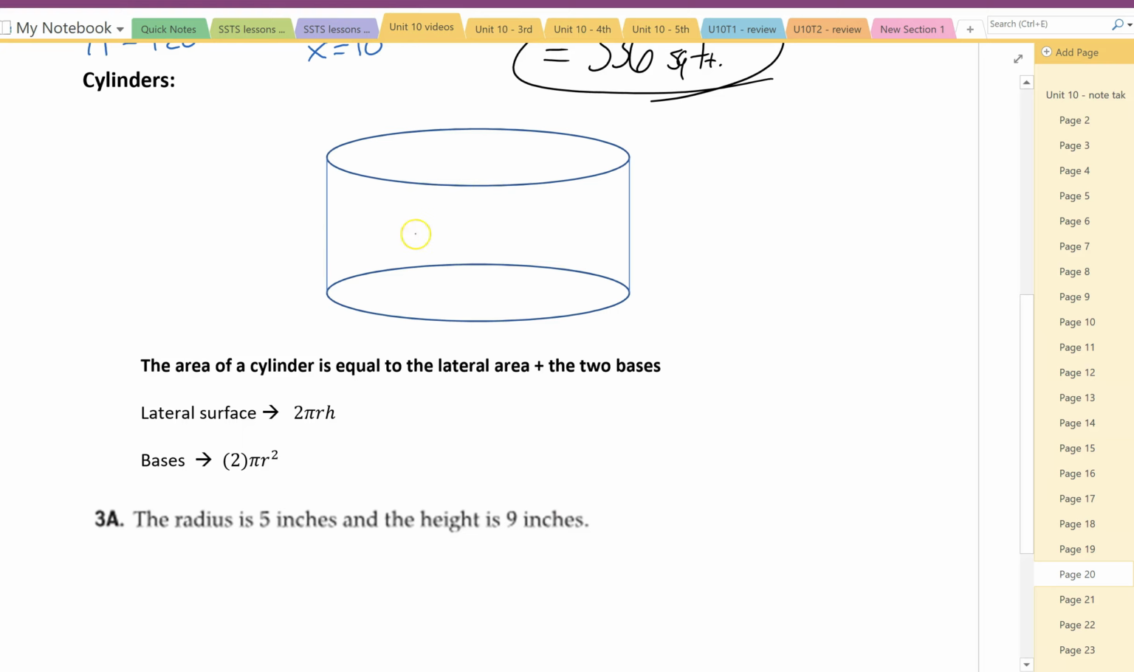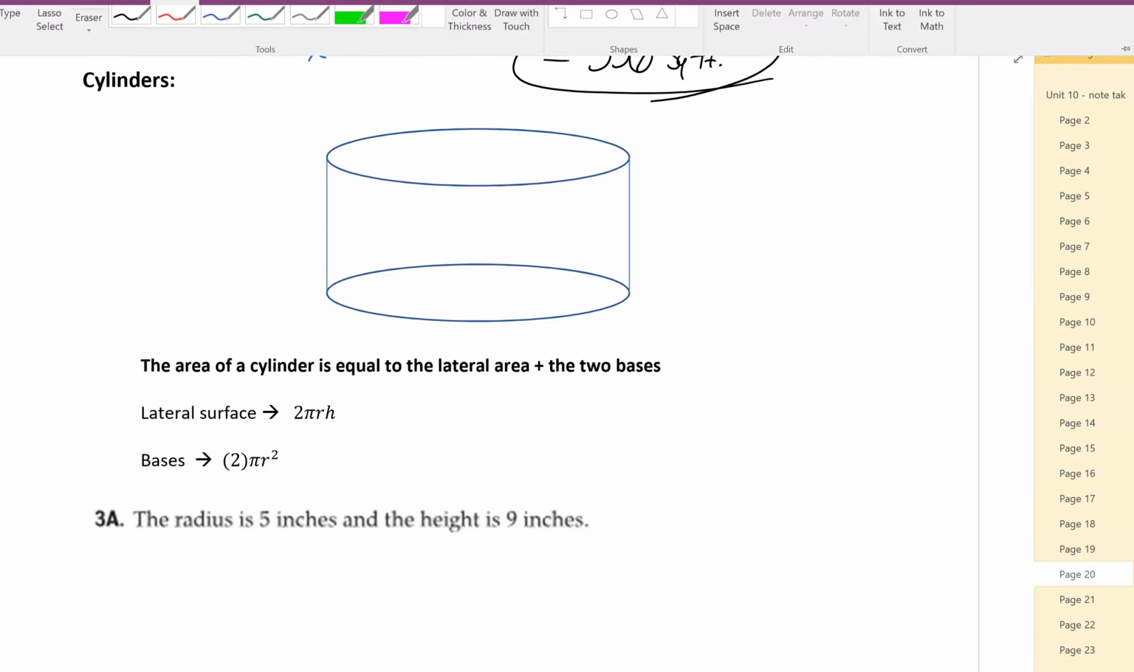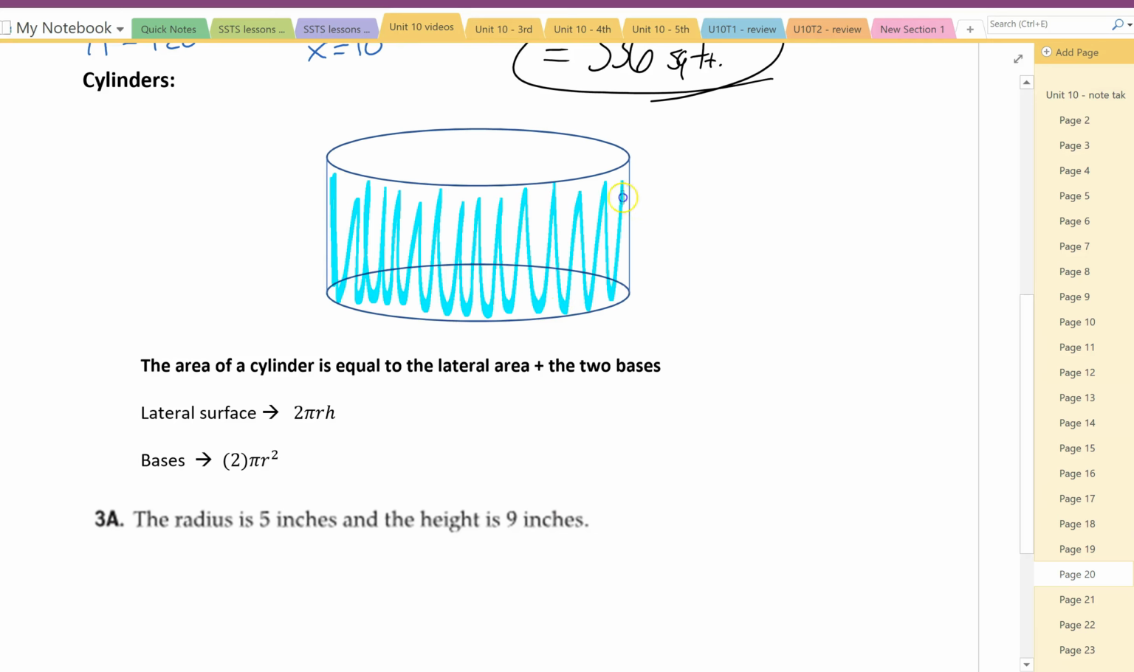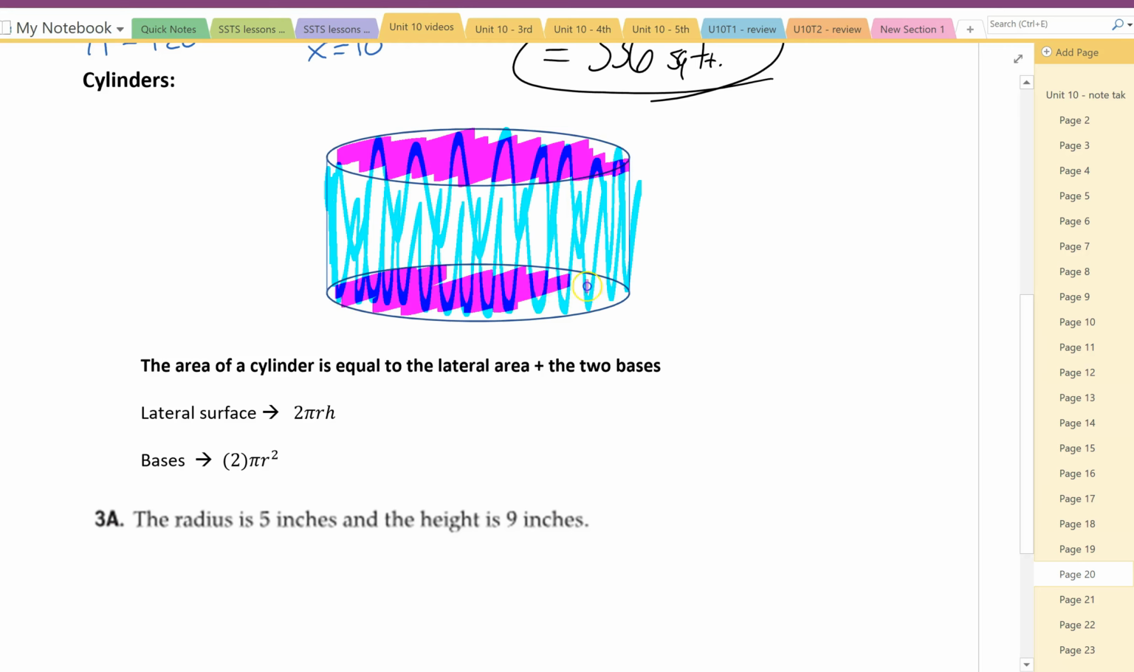If I want to calculate the surface area of this cylinder, the first thing that I need is the lateral surface, which goes all the way around back to here, and then the 2 bases, which I'll do in a darker color. Hopefully it'll show up. So the 2 bases plus the lateral surface area will tell me the total surface area of a cylinder.